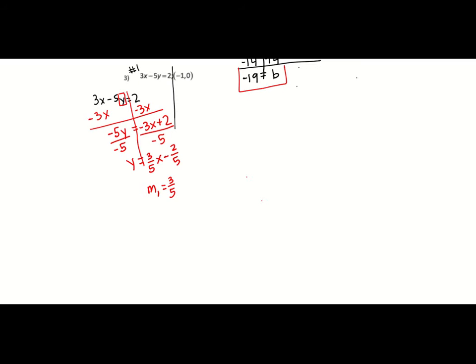I'm going to go back up here to the top. This means my new slope is going to be the reciprocal. So I'm going to flip it over. And I'm going to make it the opposite sign. So since it was positive, it's going to become negative. Now I have my x and my y for my number 2 equation. I can plug this in.